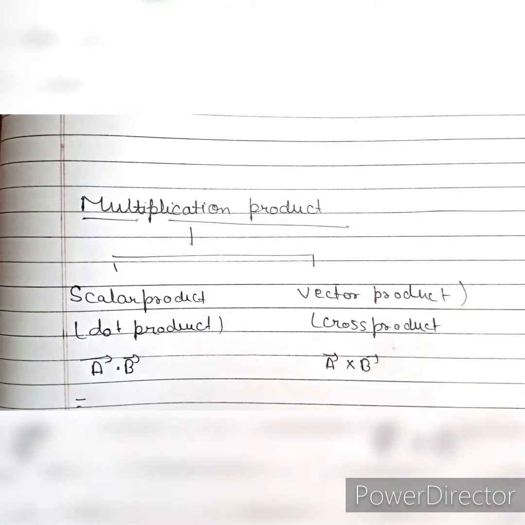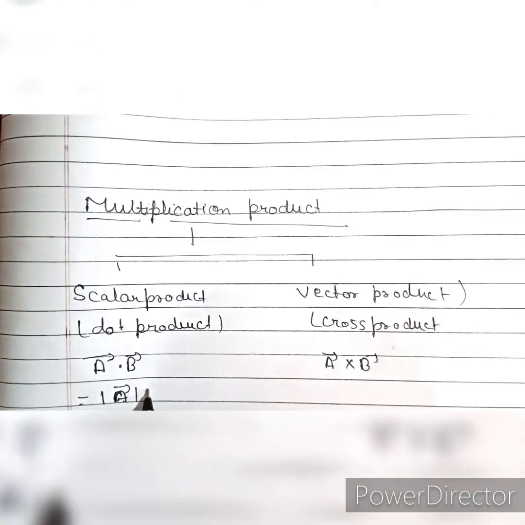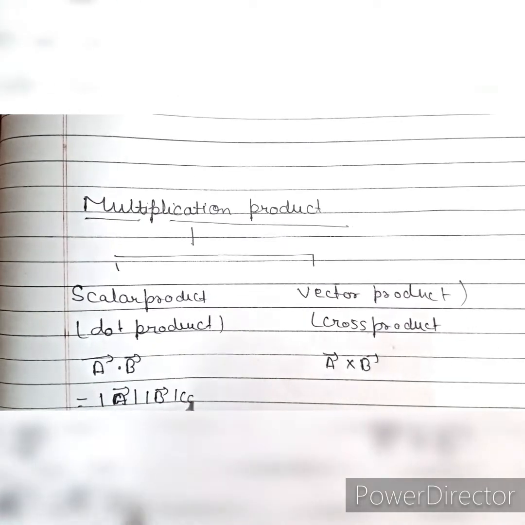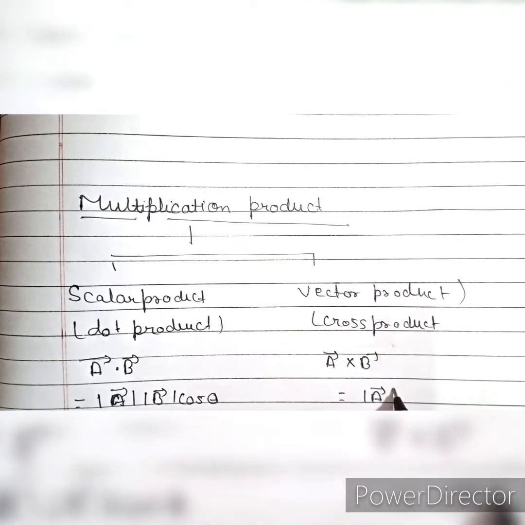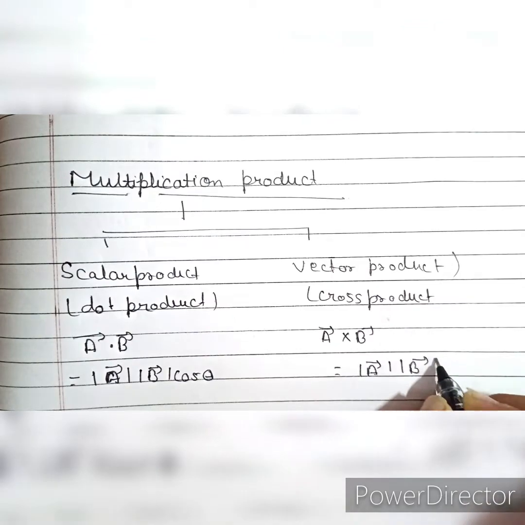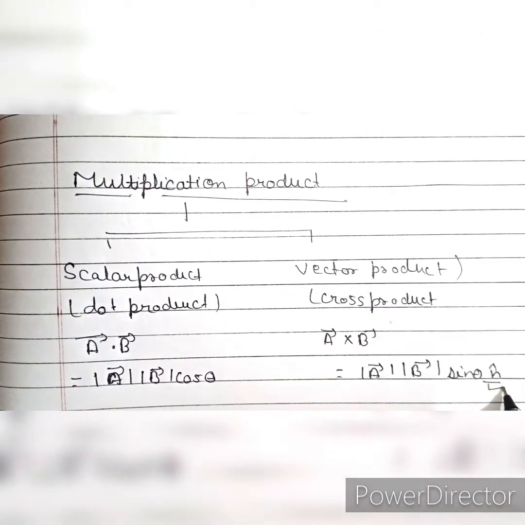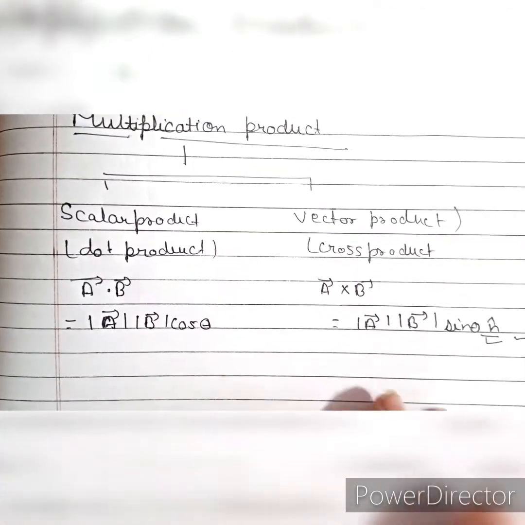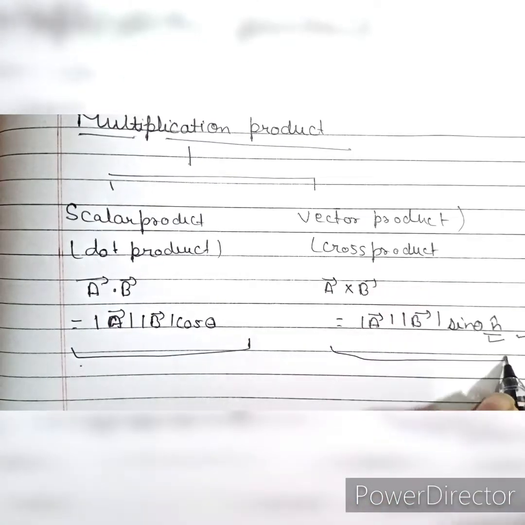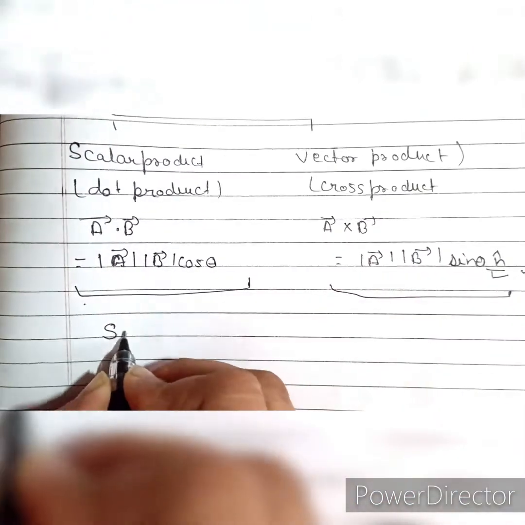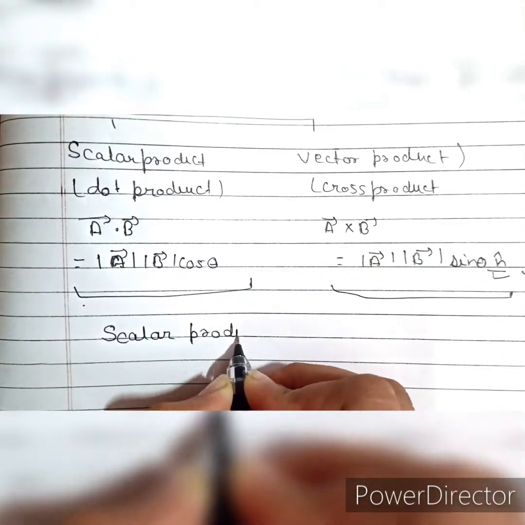The formula of the scalar product is magnitude of A, magnitude of B, cos theta. The formula of the vector product is magnitude of A, magnitude of B, sine theta n cap, where n cap is the direction of the vector. Now here are some properties of the scalar product and the vector product. Firstly, we discuss the properties of the scalar product.